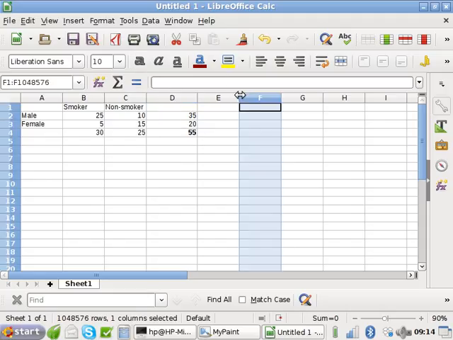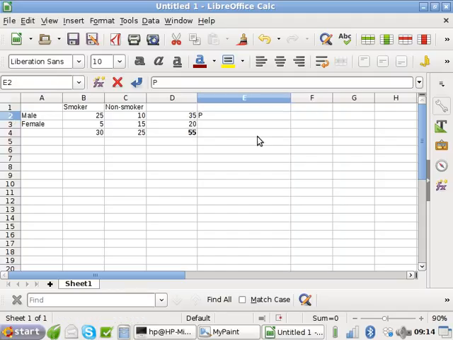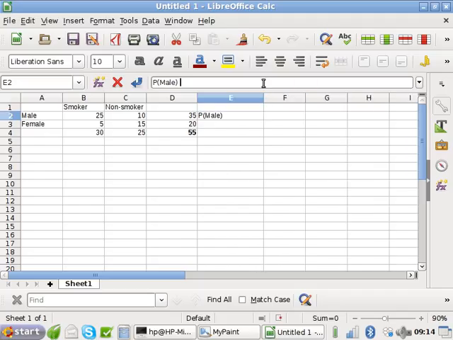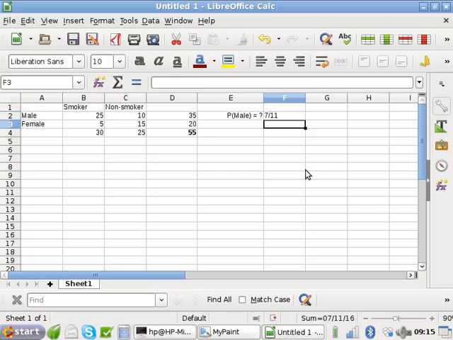Okay, so my first question will be something like the probability that you'll pick a male. So you pick somebody from this group. What's the probability that they'll be male? What would that be? 35. It would be 35 over 55. 7 over 11.